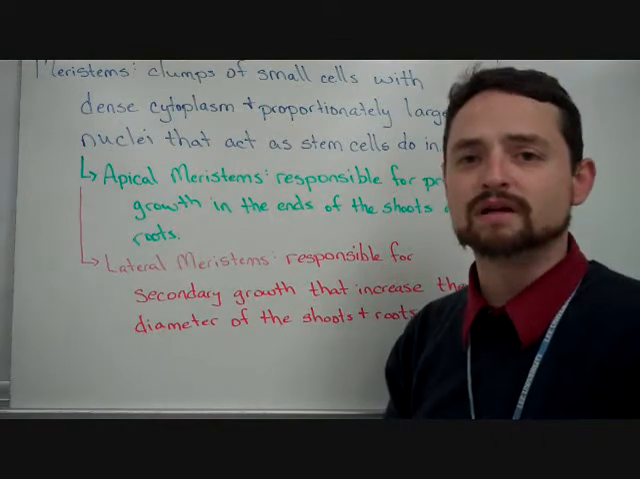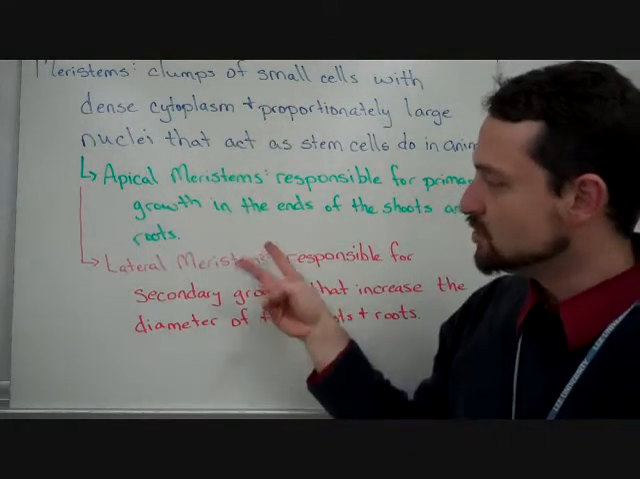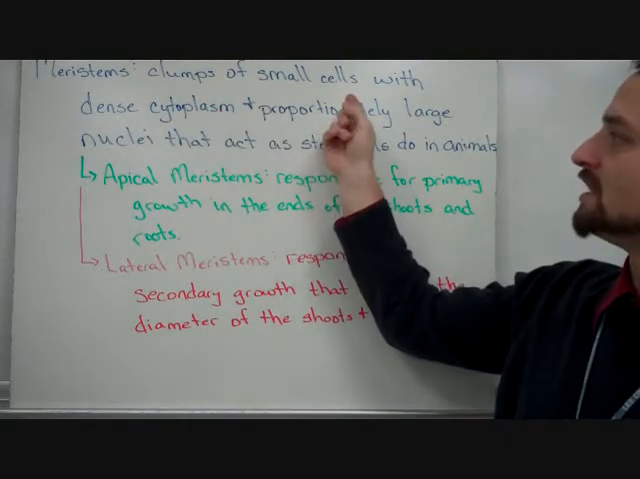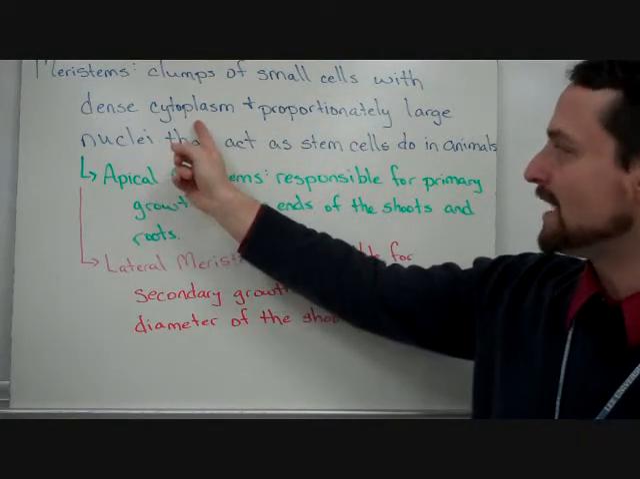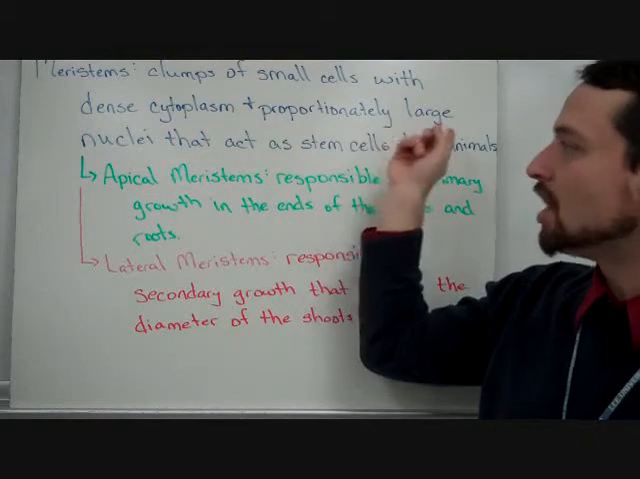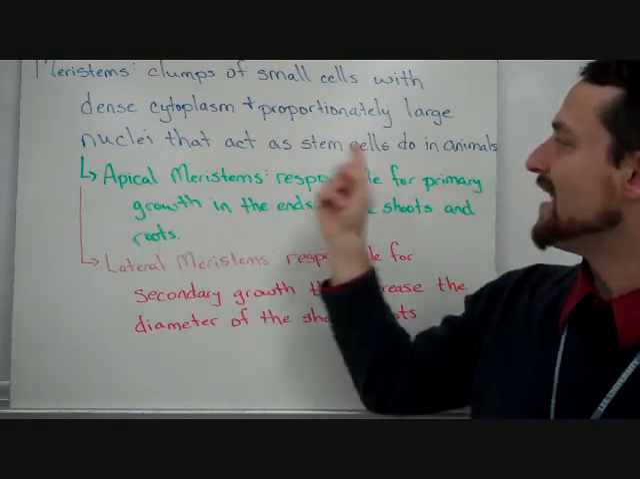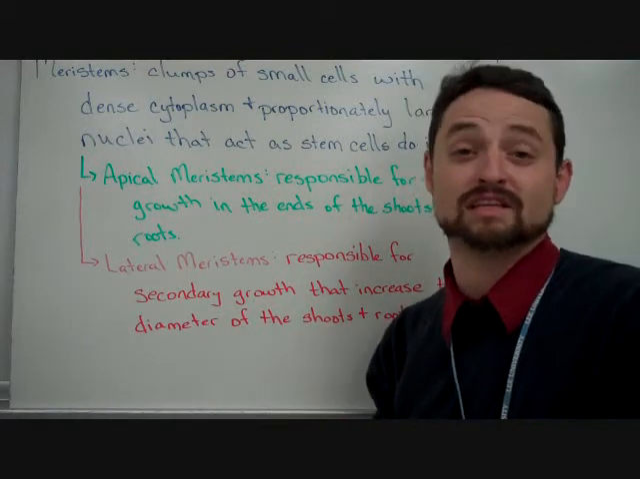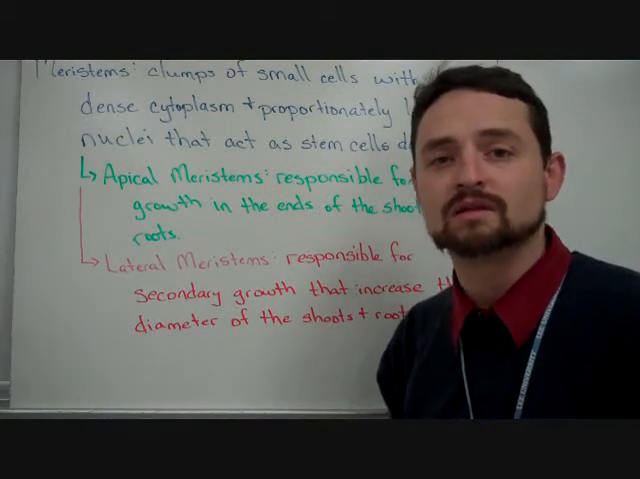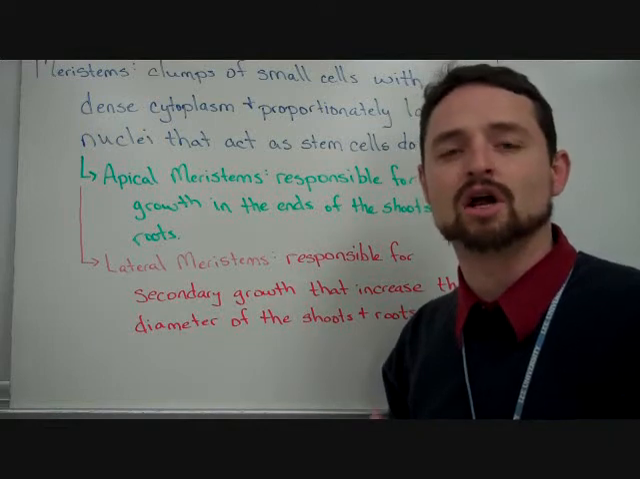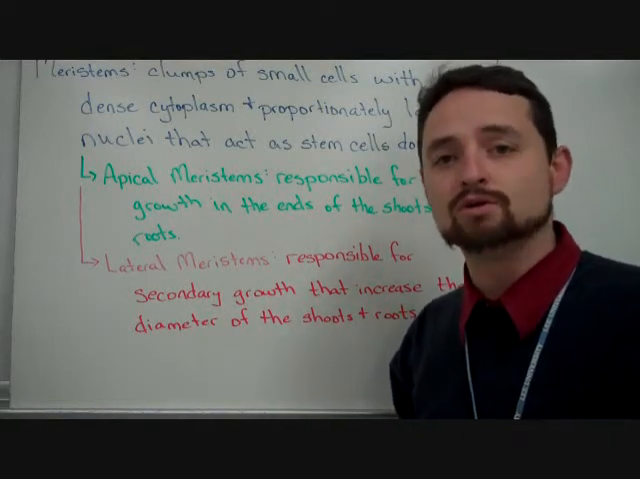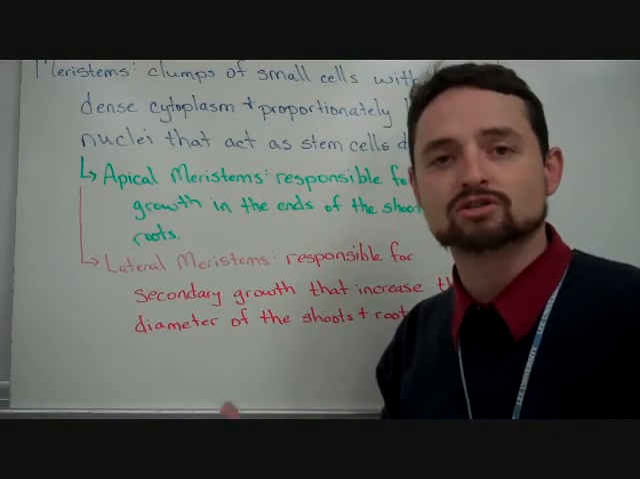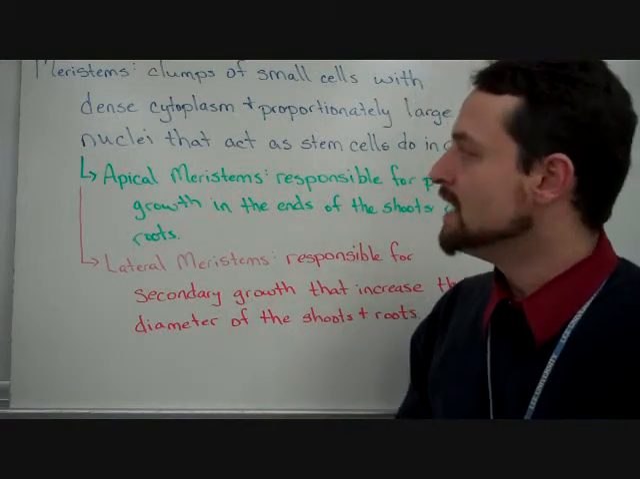So we're talking about those meristem cells. I've got the two types that we're going to look at identified here. So meristems are clumps of small cells with dense cytoplasm and proportionately large nuclei that act as stem cells do in animals. So when you hear about stem cells, and that's a hot topic in animals, stem cell research, these are cells that are unspecialized, that are able to produce all the other cells throughout that complex organism.